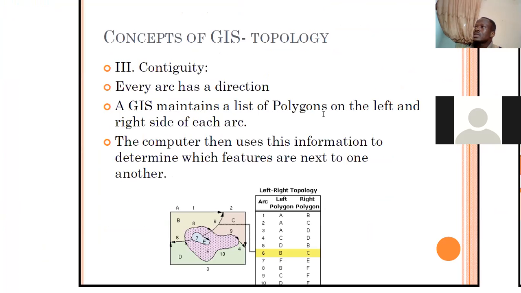So contiguity is the concept that every arc can have a direction. So we can actually associate a direction with an arc. In other words, you can say in this arc, the direction is from left to right or from right to left. So we go back to the board.